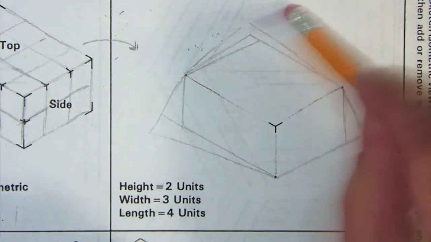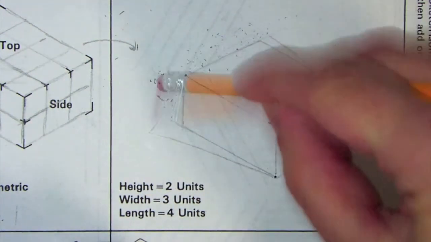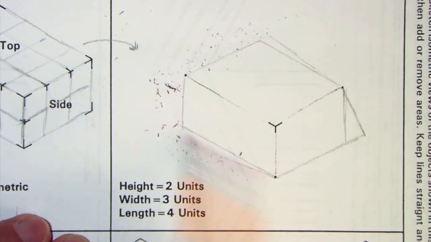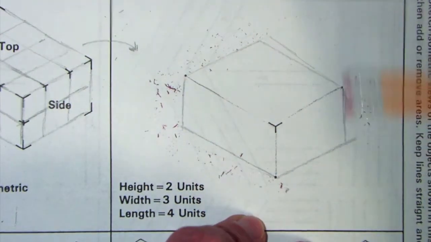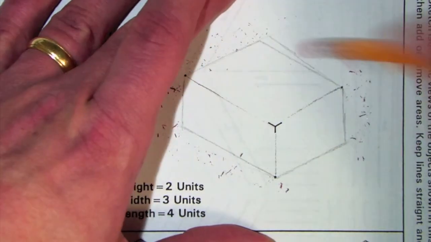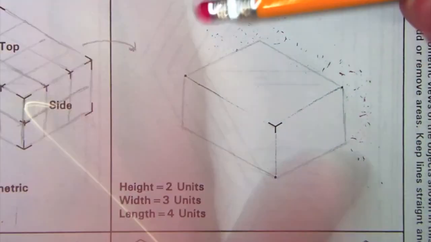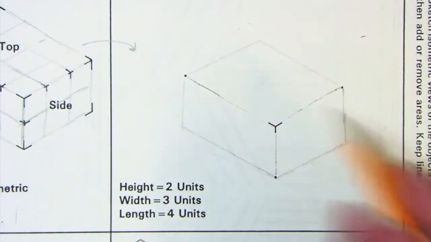Okay, and now I can take out these lines. I've got my box. I can take out the stuff that I don't need. Because I drew lightly, it's going to be able to erase and be neat. Okay, if you draw too dark and you go to erase some of the stuff, it's going to leave a residue.